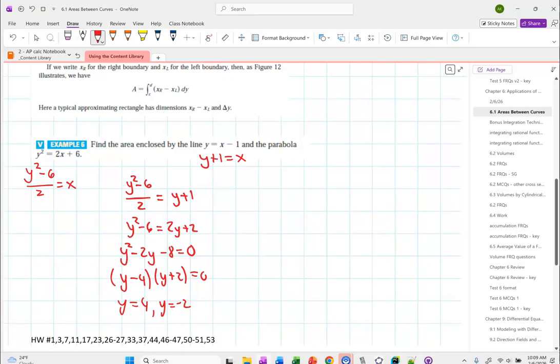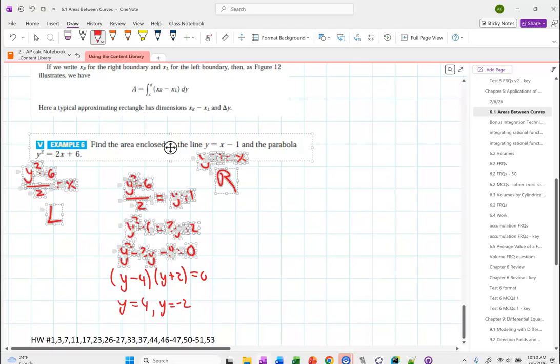1, -1, 0, all of those would be good choices. If I plugged in 1, I have 2 here, and I have -5 over 2 there. This one is my right function, and this one would be my left. Since 2 is bigger than -5/2, the x value is further to the right, because we're finding an x. Right? x equals 2 is further to the right than x equals -5/2. You guys okay?